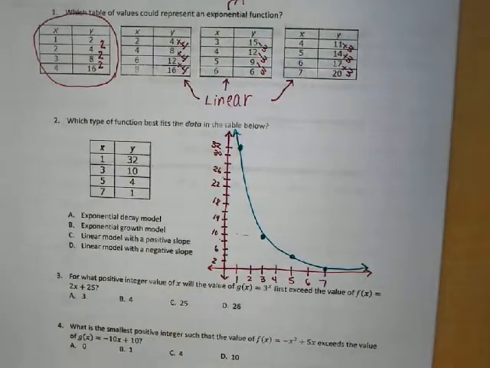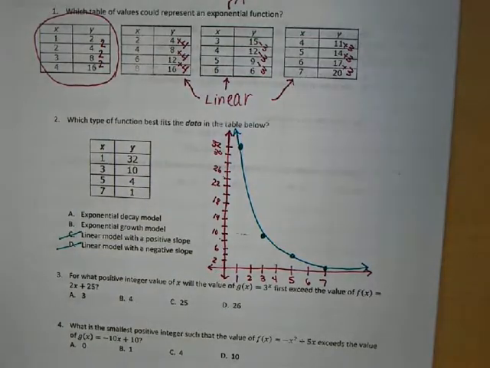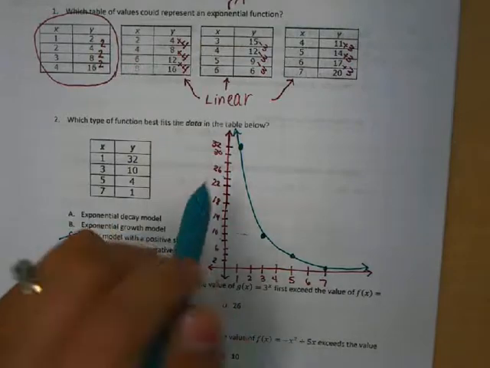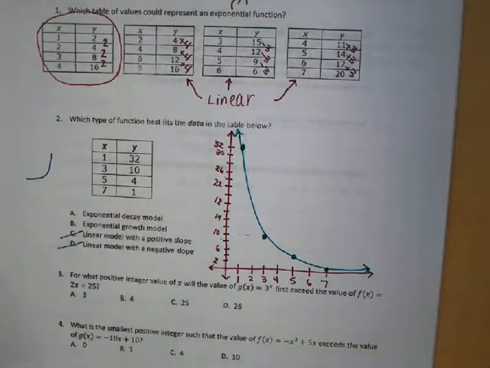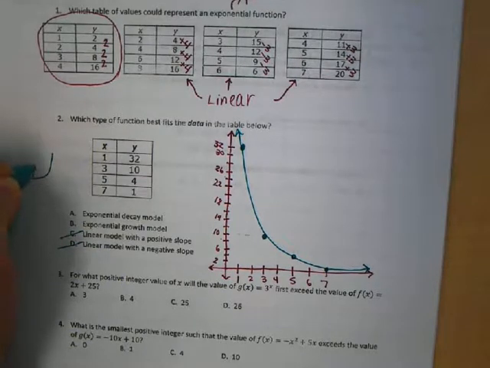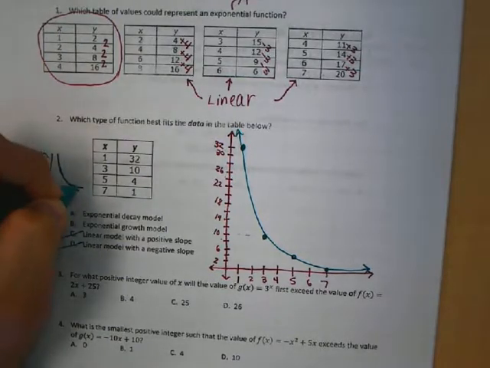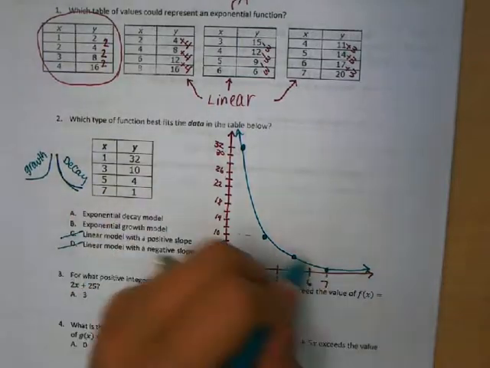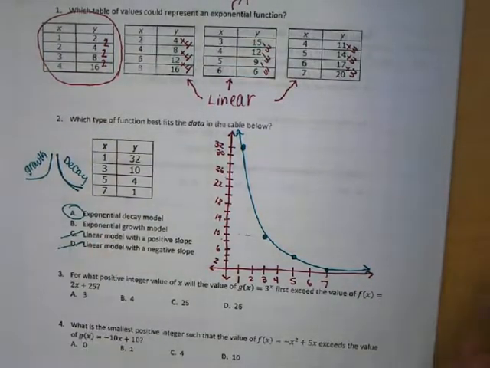So I know that linear is totally off the table. It's not going to be linear because it's not forming a straight line. Growth, remember, growth is going to go up from left to right, so that would be growth. Decay is going to go down from left to right. So this one is going to form an exponential decay model.